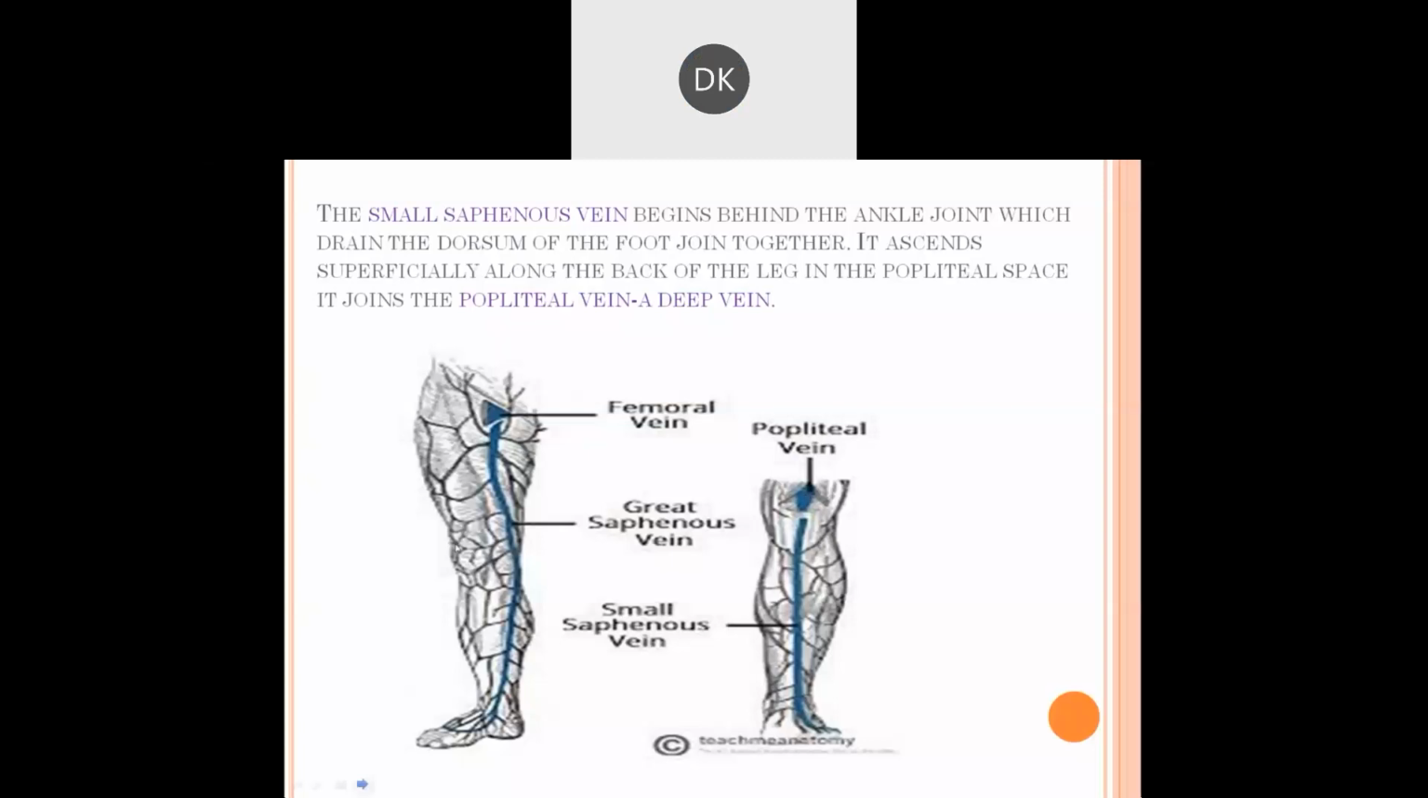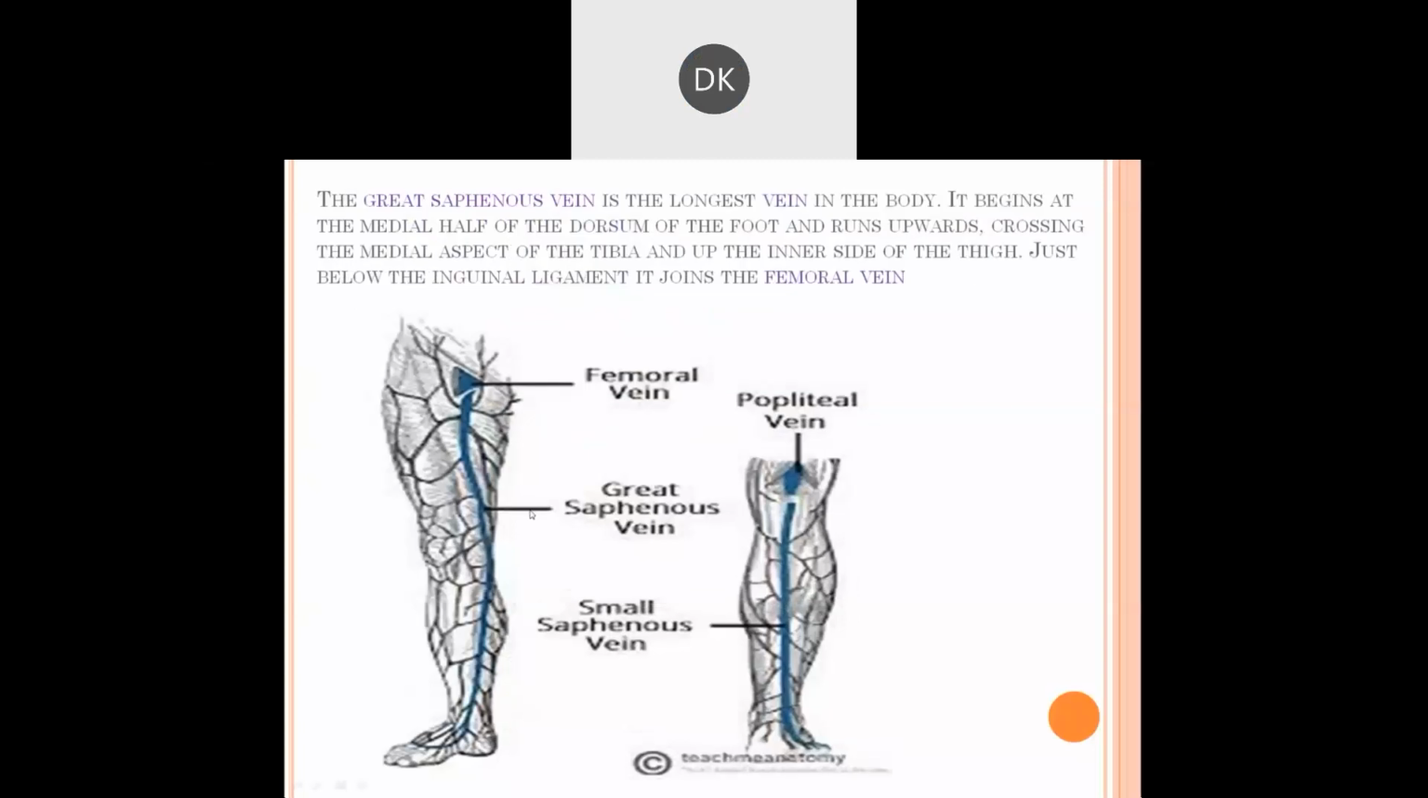Okay. Next is the great saphenous vein, which is this. You will find that it is the longest vein in the body. And from where does the great saphenous vein begin? It usually begins in the medial half of the dorsum of the foot.